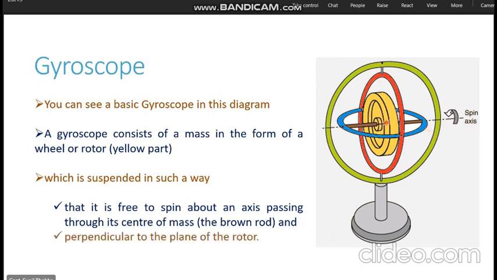Also, you will note that this brown rod or the spin axis is fitted in such a way that it passes through the center of mass of the rotor and is perpendicular to the plane of the rotor. The plane of the rotor is represented by the yellow part, and perpendicular to the plane, you see this brown color rod, which is the spin axis.